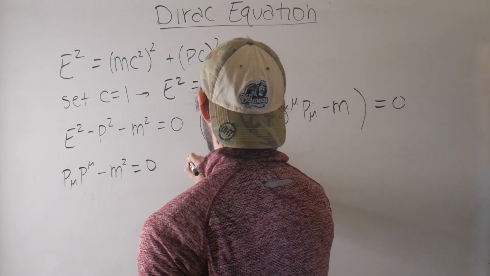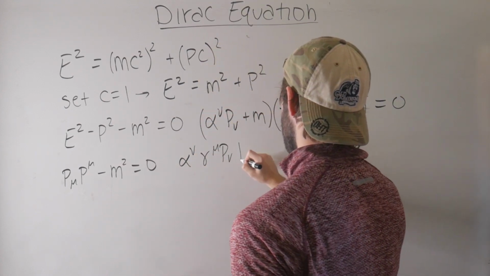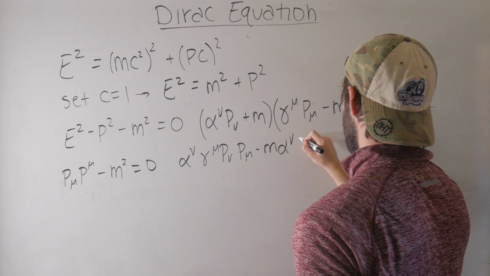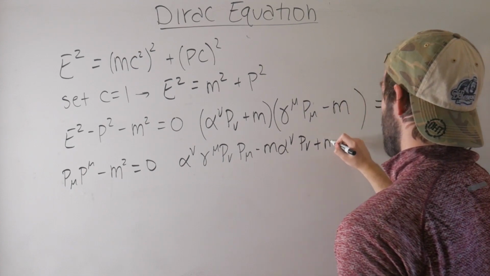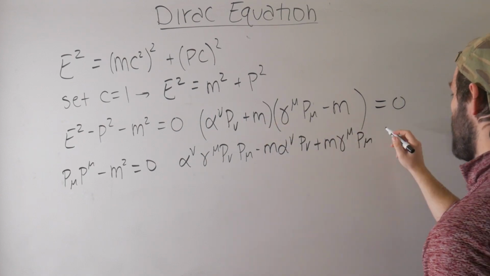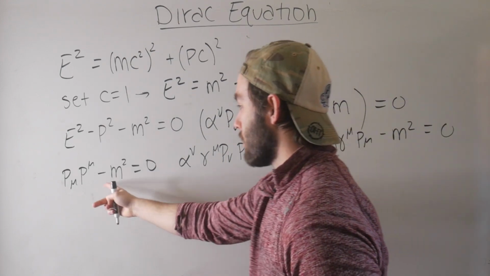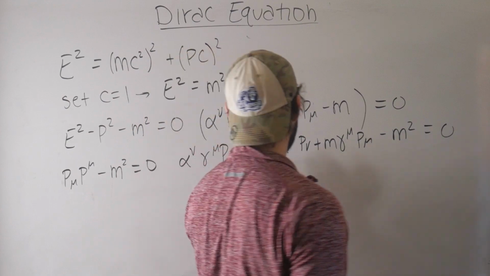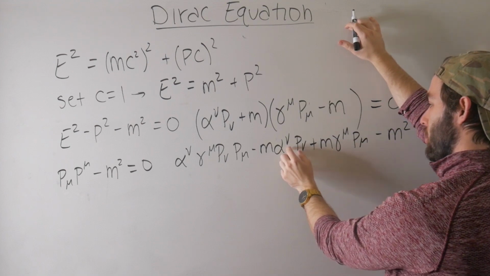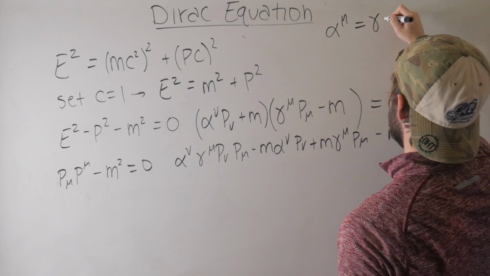So if we multiply this out, we get alpha nu, gamma mu, p nu, p mu, and then the cross terms, so minus m alpha nu p nu plus m gamma mu p mu, and then the final term minus m squared, and this should be equal to 0. Well, right off the bat, we know that we need the cross terms to vanish, so we can already put a requirement on alpha and gamma. And the requirement should be that when these indices match, when nu and mu are equal, alpha mu should equal gamma mu.